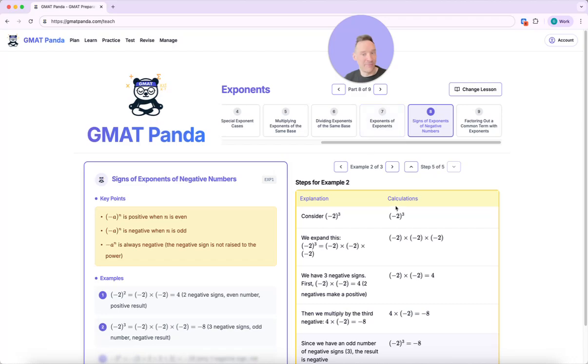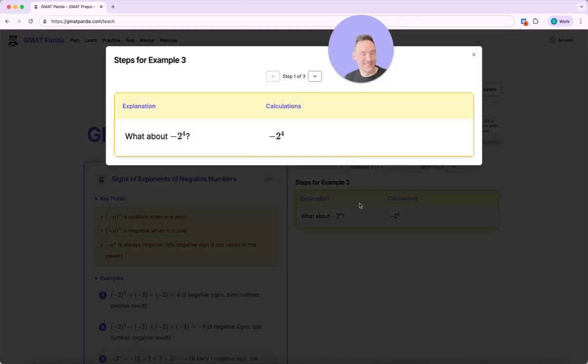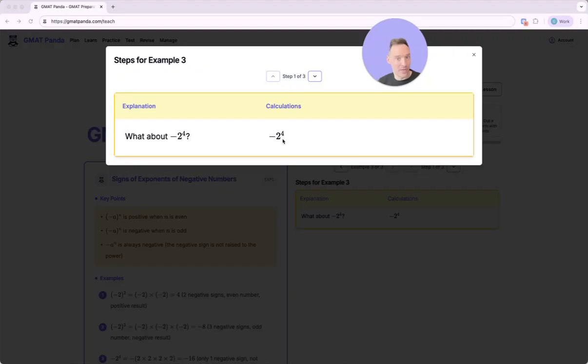It is, however, important to distinguish whether your exponent applies to the whole number with the sign or without. In this case, notice that there's no parenthesis around the minus 2. So actually this power 4 only applies to the 2. It does not apply to the negative sign.